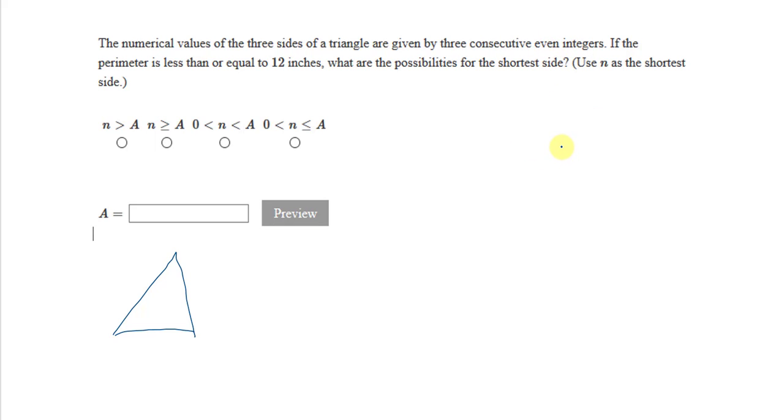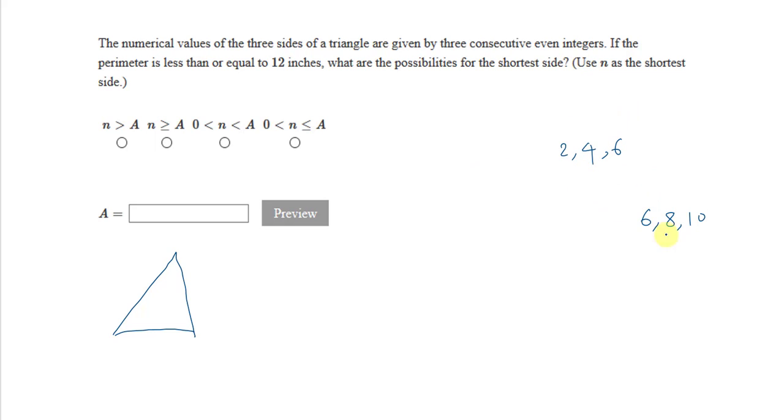For example, if I have number 2, the next consecutive even integer should be 4, because we don't take number 3. 3 is the odd number, so we take 4. And then the next one should be 6. So 2, 4, 6, they are 3 consecutive even integers in this case. If I start with 6, then 6, 8, and then 10. Again, 6 is an even integer, and 6, 8, 10, they are 3 consecutive even integers.